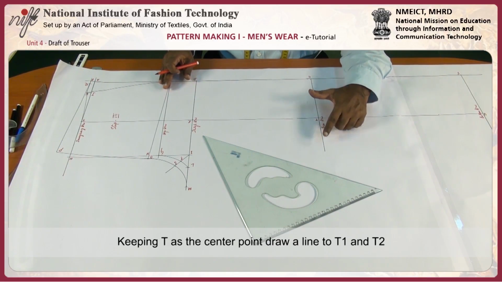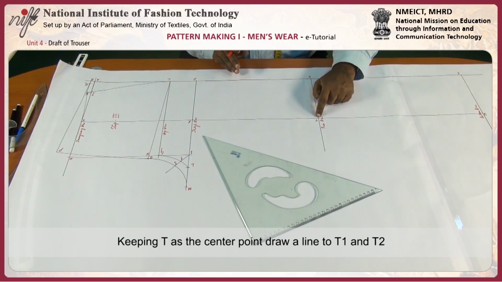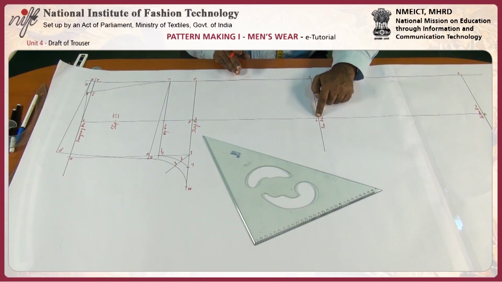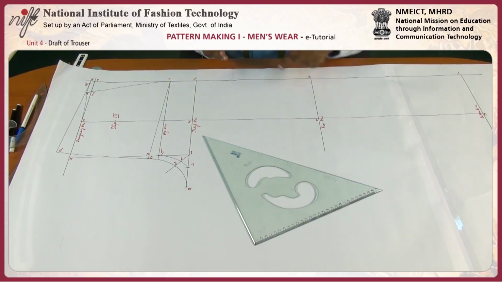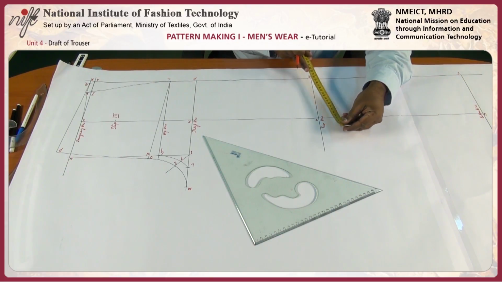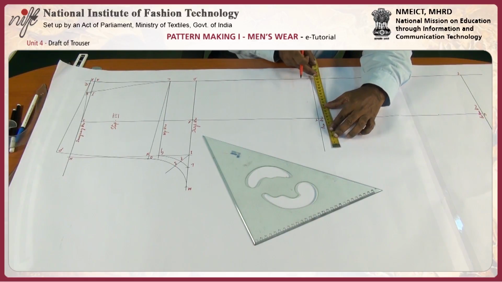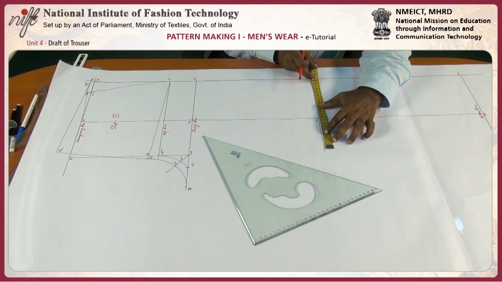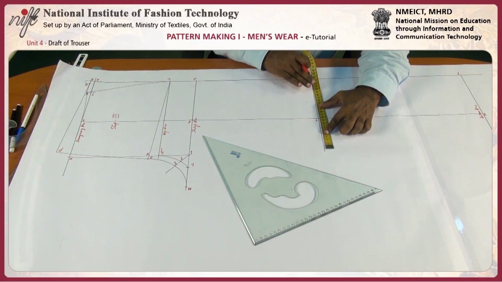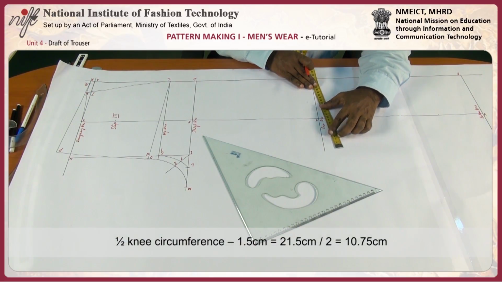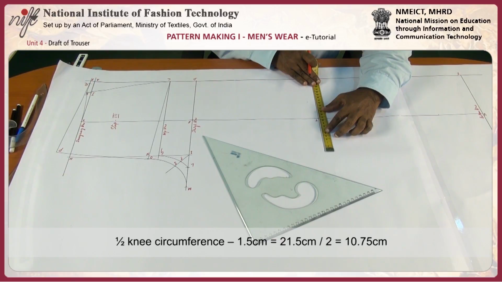T1 and T2, keeping the point T, half of knee circumference minus 1.5 centimeter, which will be 21.5 centimeter, measured equally on both sides from T1 to T2, 21.5 centimeter, half of that will be 10.75.